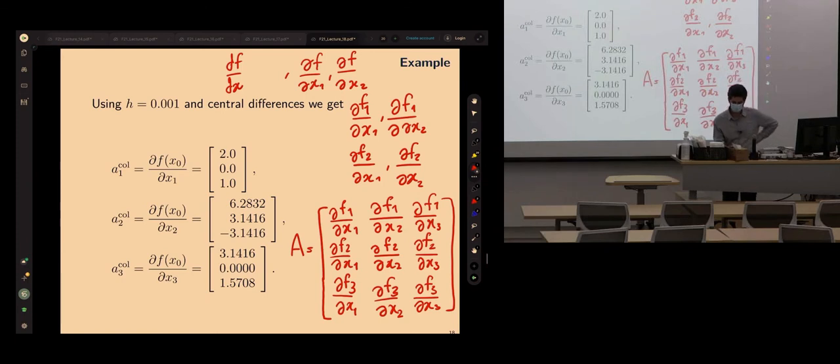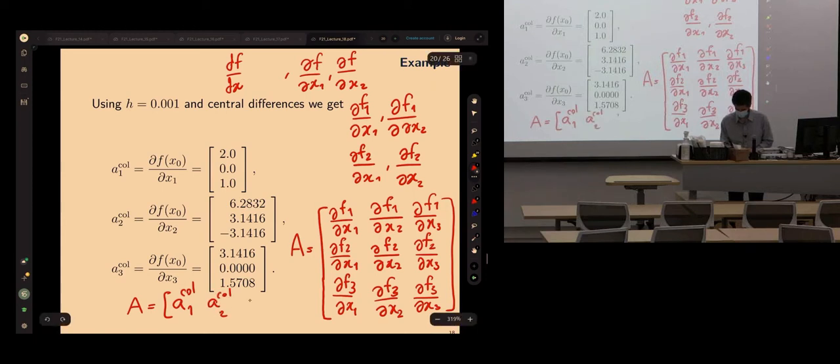Okay, in this example, we use a central difference. The first column is what you see, 2, 0, 1. The second column is another numeric value. And the third column is, again, another numeric value. So my matrix A is, again, constructed by stacking these vectors.